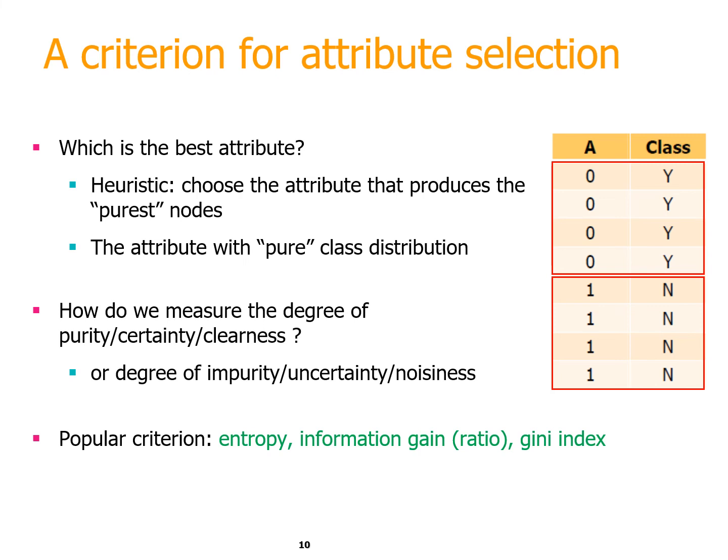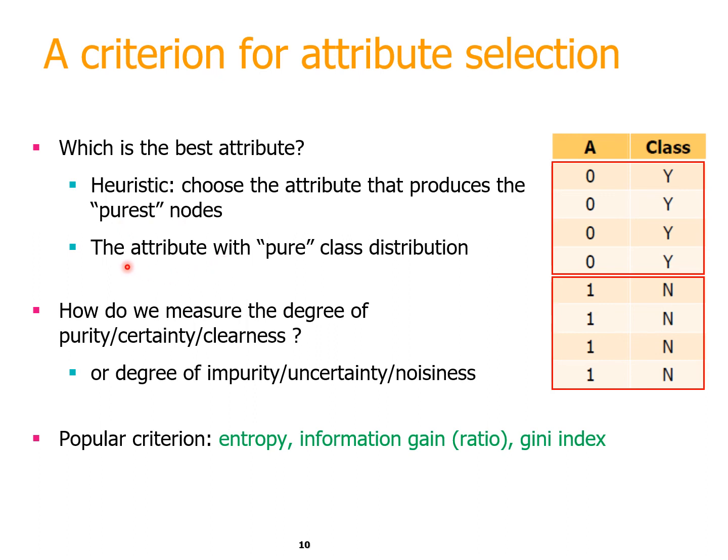So which attribute are we gonna choose? The rule of thumb is we choose the attribute that produces the purest node. What I mean by that is, if we look at this example here, for attribute A, if A is 0, every class value is yes. And if A is 1, every class value is no, right? So the class distribution for this attribute is very pure. That's what I mean by a pure node, okay?